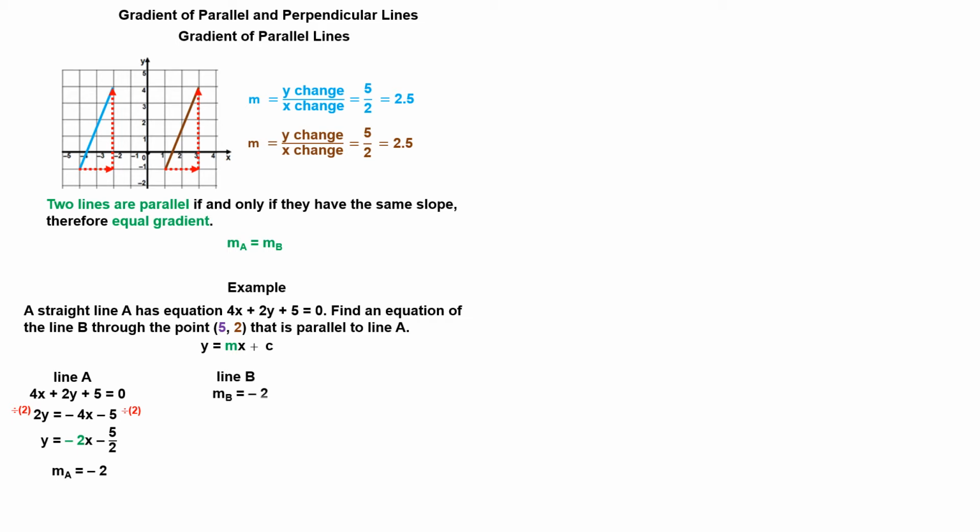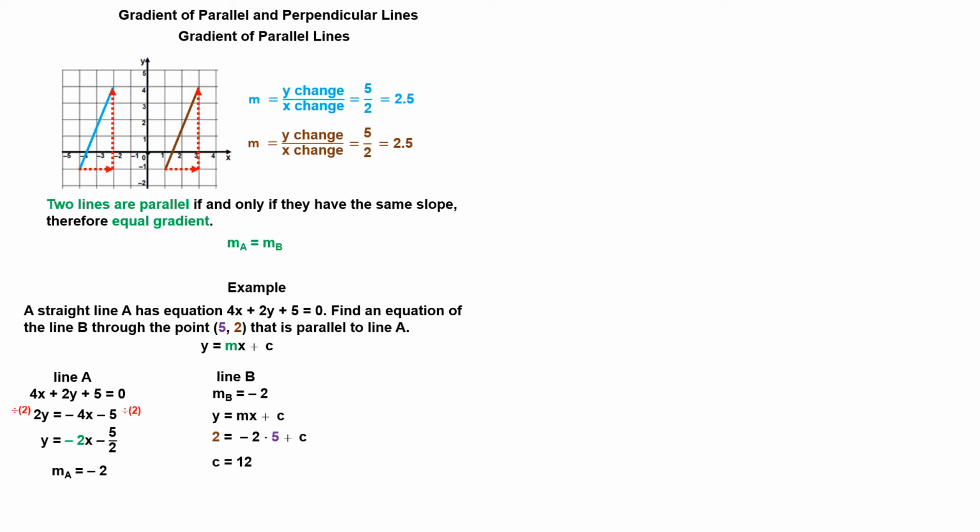To find the equation of line B, write the equation of the straight line in slope-intercept form. Because line B passes through the point (5, 2), these values can be substituted together with the gradient in the formula. Rearranging to find c gives c equals 12.